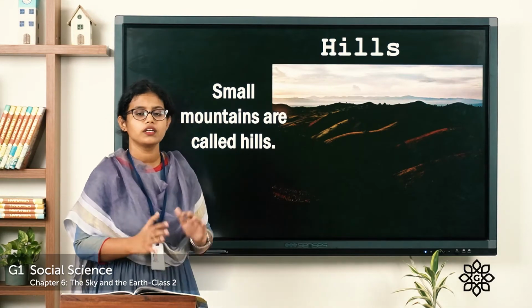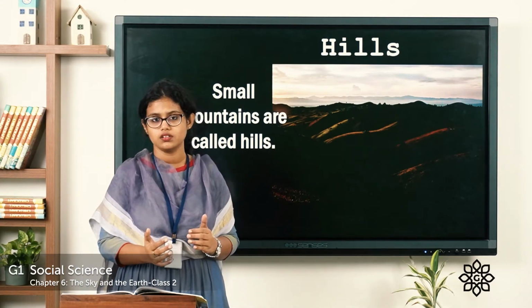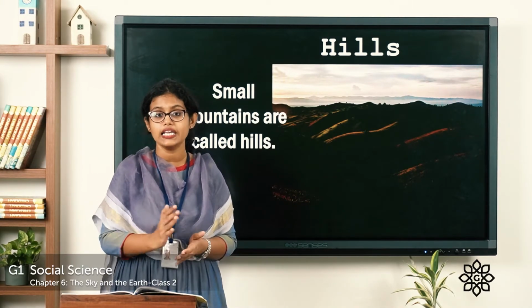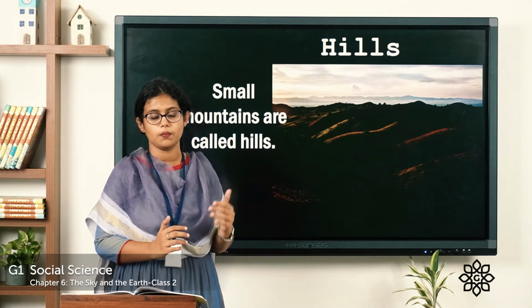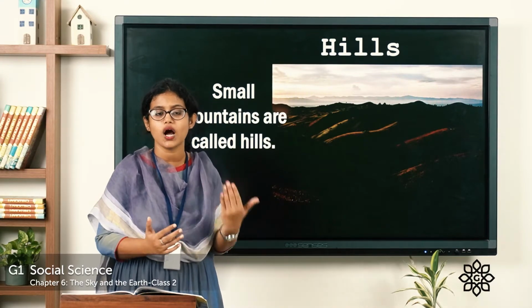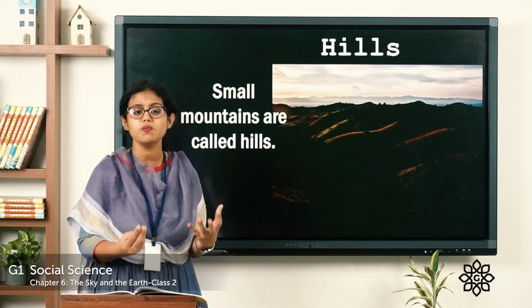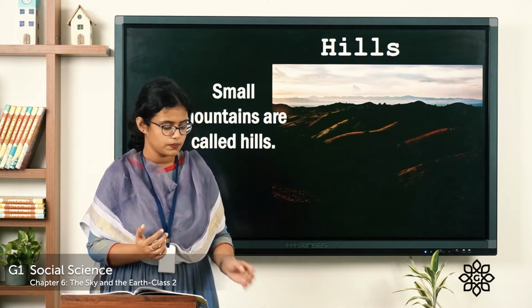The next one, hills. Hills are also high land. But do you know what is different between a mountain and a hill? Hills are high land, but they are not as tall as a mountain. Mountains are high land with pointed peak. But hills are not as tall as a mountain. We can call them small mountains. Small mountains are called hills.